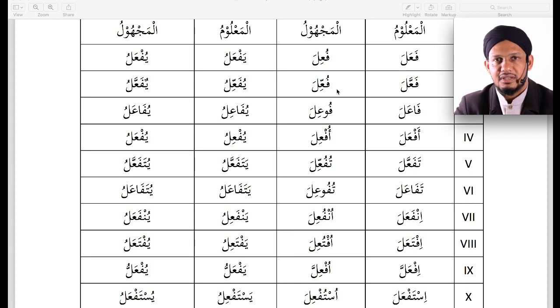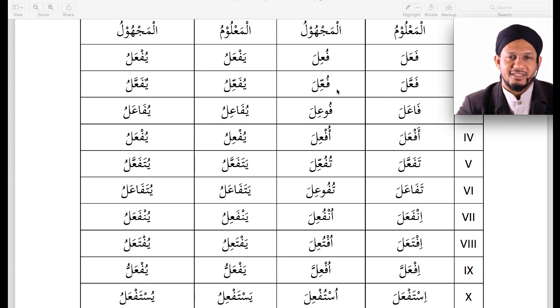Why are we doing this? So you basically have a list of all the mazid fi words in the majhul form. Let me say it again. You are doing this so that you have a list of all the mazid fi in the majhul form. Because remember, you did all the ma'looms.